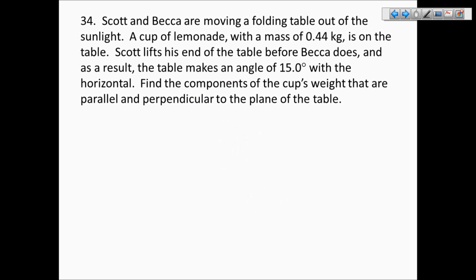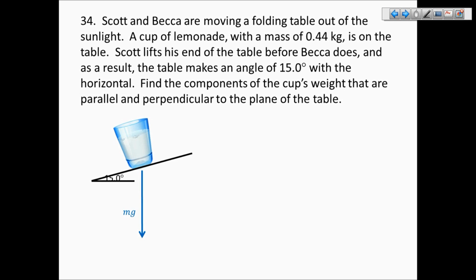Alright, number 34. Scott and Becca are moving a folding table out of the sunlight. A cup of lemonade with a mass of 0.44 kilograms is on the table. Scott lifts his end of the table before Becca does, and as a result, the table makes an angle of 15 degrees with the horizontal. Find the components of the cup's weight that are parallel and perpendicular to the plane of the table.